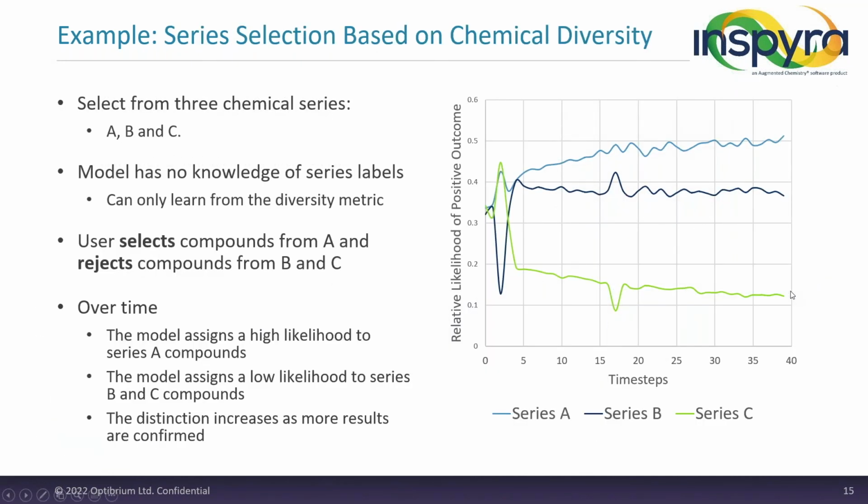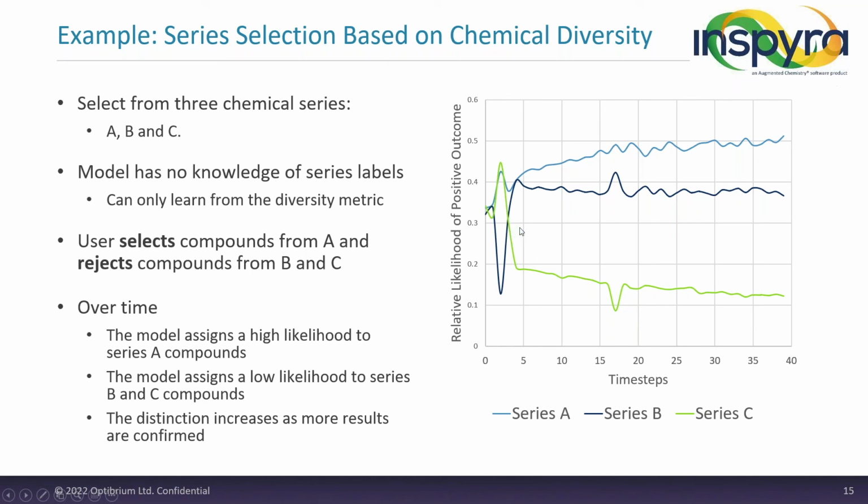But as I mentioned, it can use a very similar approach for chemical diversity. So here's an example of it learning about chemical diversity. We've set the challenge of selecting from 3 different chemical series. We've just labeled them conveniently A, B, and C here. In this particular case, the user selected compounds from series A and rejected compounds from B and C. And so what you see is initially it doesn't really know, it's bouncing around a little bit. It's trying some compounds from different series.